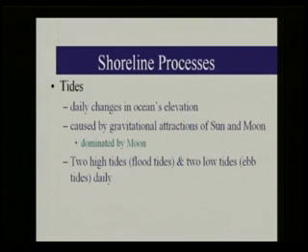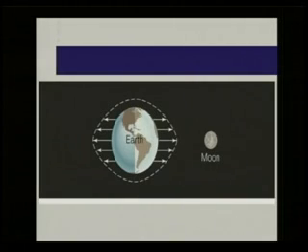There are two high tides, a flooding tide process, and two low tides, or an ebbing tide process, that occur daily. Here we have the moon and the Earth, and that dotted line represents the force that will create the tides. Two bulges are created on the Earth's surface. One bulge will point toward the moon, and the other on the opposite side of the moon is produced by centrifugal force resulting from the Earth's rotation. So we have two bulges, one on the side of the moon and one on the opposite side of the Earth, away from the moon.